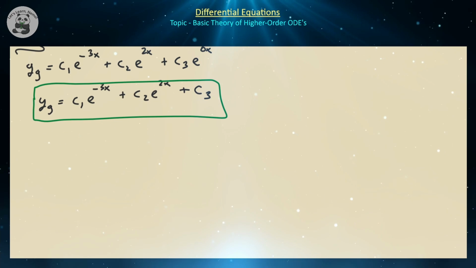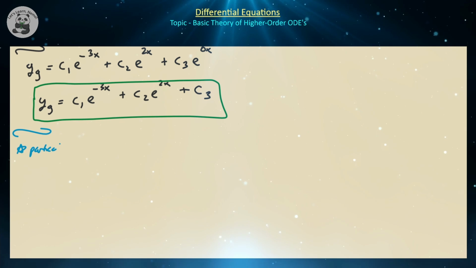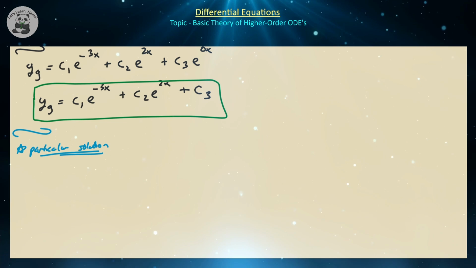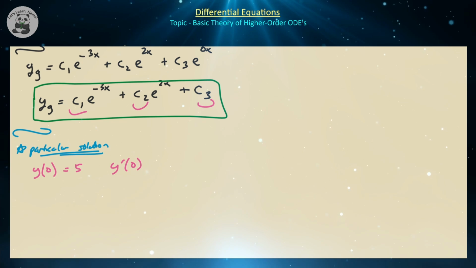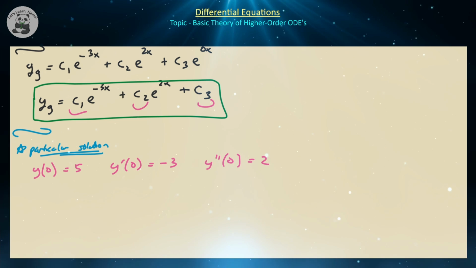So how would you get a particular solution for this? If we want a particular solution, then we need to have some values which our original function y satisfies. So one can show that in order to have a particular solution, you need three criteria. In particular, since we have three unknowns, C1, C2, and C3, we need three known things about it. So let's assume that we know that y of 0 is equal to 5, y prime of 0 is equal to minus 3, and y double prime of 0 is equal to 2. So these are going to be our three initial conditions.